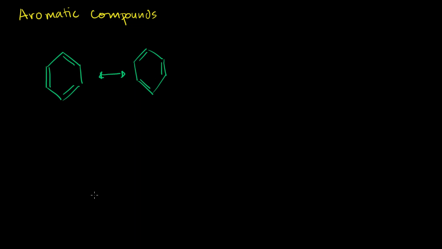And we learned in the resonance video that the reality is it's actually in between. And sometimes it's drawn like this, as going back and forth between these configurations. But the reality, you'll sometimes see it drawn like this, which is a circle in the middle of the hexane ring, I guess you could say, or the benzene ring, which is showing that those pi electrons, those electrons that form the double bond, are actually going back and forth. They're just spreading around the entire ring.